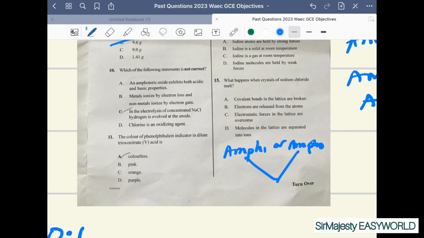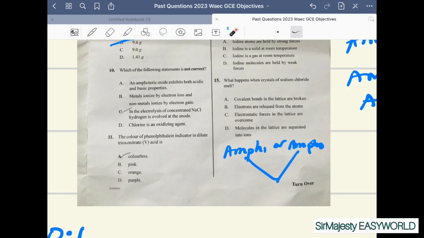B says metals ionize by electron loss and non-metals ionize by electron gain. Very correct. C says in the electrolysis of concentrated sodium chloride, concentrated, our interest is in that concentrated. And remember, concentrated sodium chloride means brine. Concentrated sodium chloride can be termed what? Brine. So it is not the same thing as dilute sodium chloride. Dilute sodium chloride is not called brine.